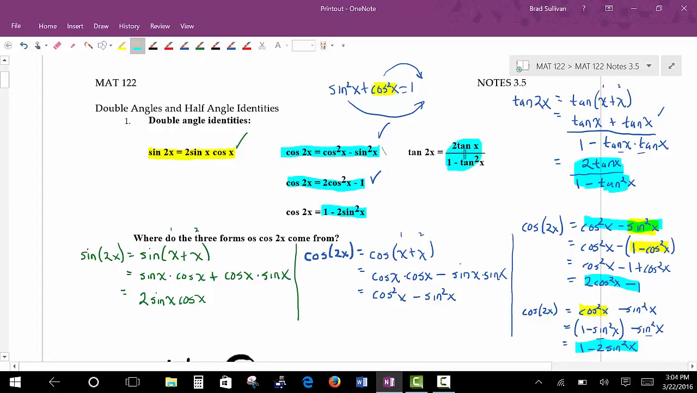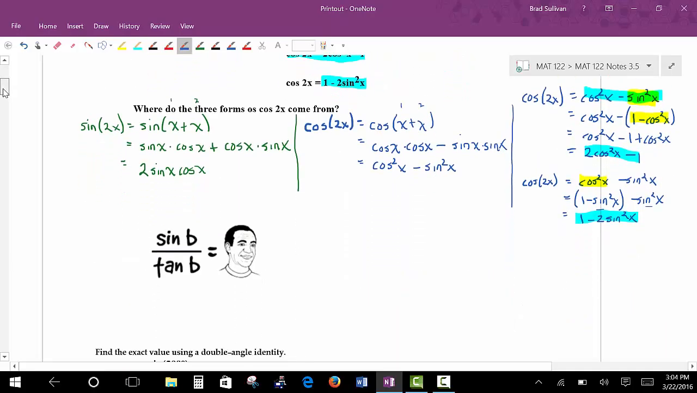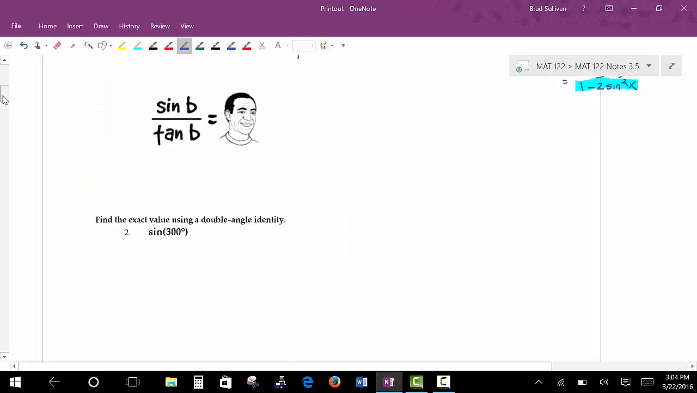Okay, so the derivations of these three trig identities are actually all very easy to do. Something I do all the time. If I forget the identities, it's just as fast to derive them as it is to look them up. That's what you need to learn how to do.